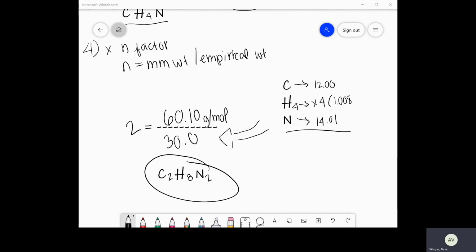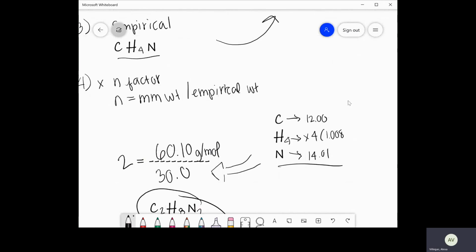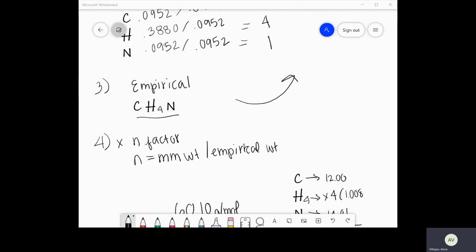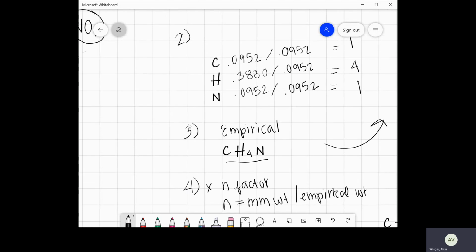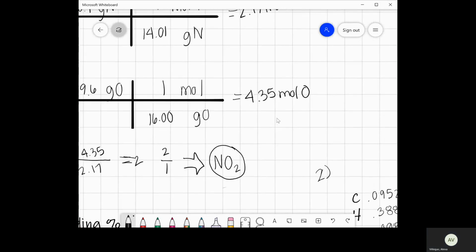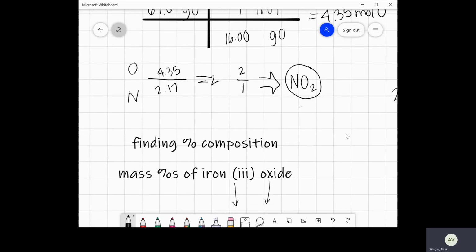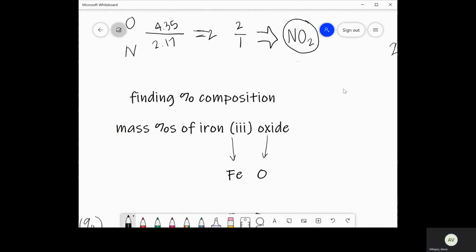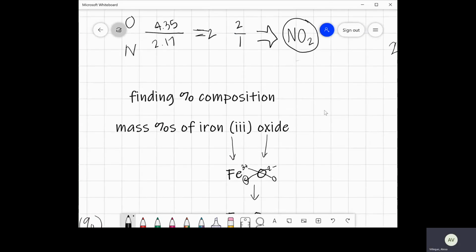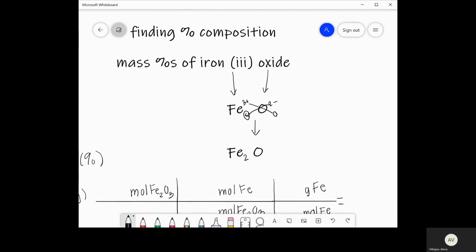Okay. Now, you can also use chemical formulas to find the percent composition. So let's say we go over here. Okay, let's say I asked you for the mass percents making up iron 3 oxide. So using the cross method, I know that this went here, this over here, so that became this.